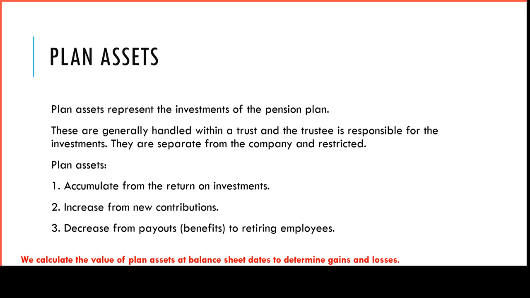And the plan assets will then go down as a result of benefits being paid out to retirees. And those of you who are astute about this will say, yeah, when the plan assets go down from paying out, what also happens to the liability? And the liability is going to go down. So you are going to be calculating the value of plan assets at balance sheet dates and recording or determining whether you have gains or losses when you do that.